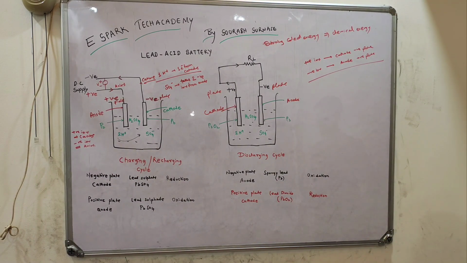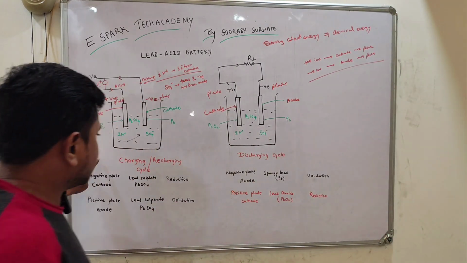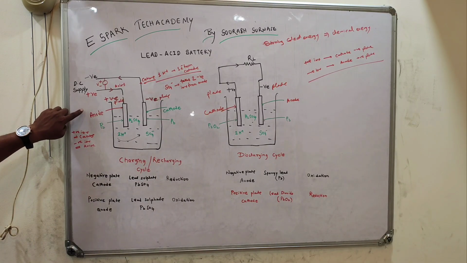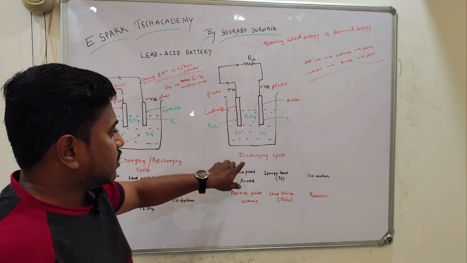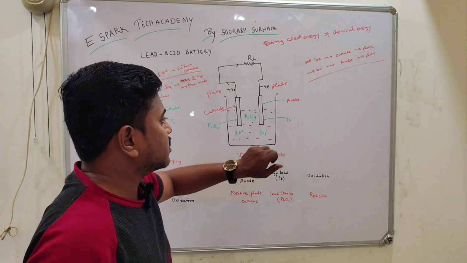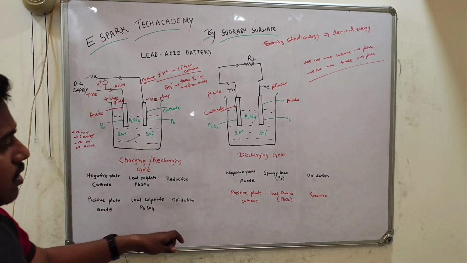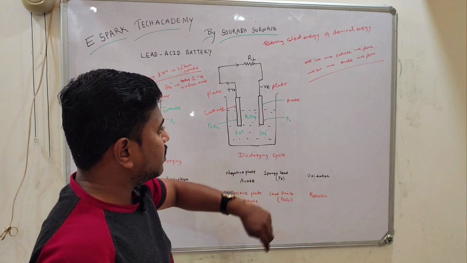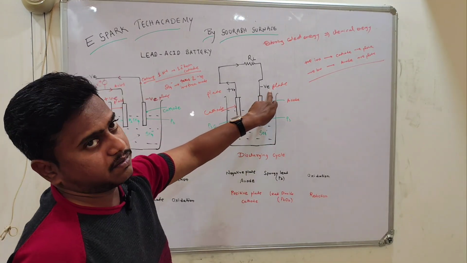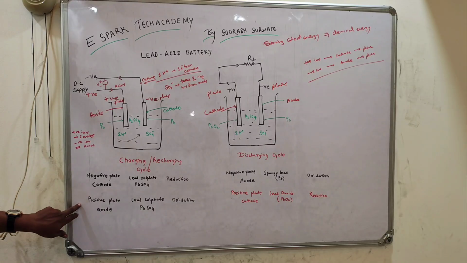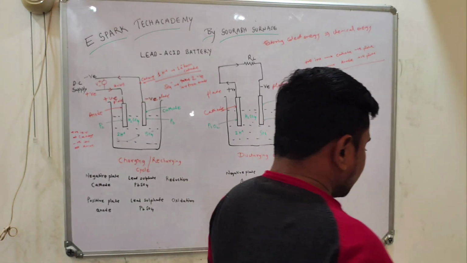In the discharging cycle, please note it down very carefully. In the charging and recharging cycle, the anode is the positive plate and the cathode is the negative plate, but in the discharging cycle it will be vice versa, and the reactions are also different, because oxidation will take place at the anode, the negative plate. Here the anode is the positive plate in case of charging. It is just vice versa.